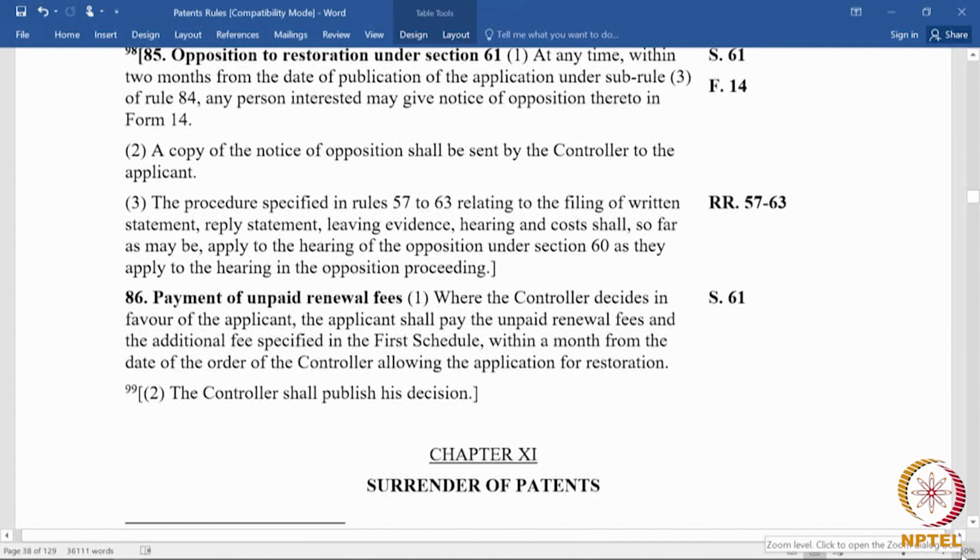Now, payment of unpaid renewal fees, rule 86. Where the controller decides in favor of the applicant, the applicant shall pay the unpaid renewal fees and the additional fees specified in the First Schedule within a month from the order of the controller. The controller shall also publish his decision.